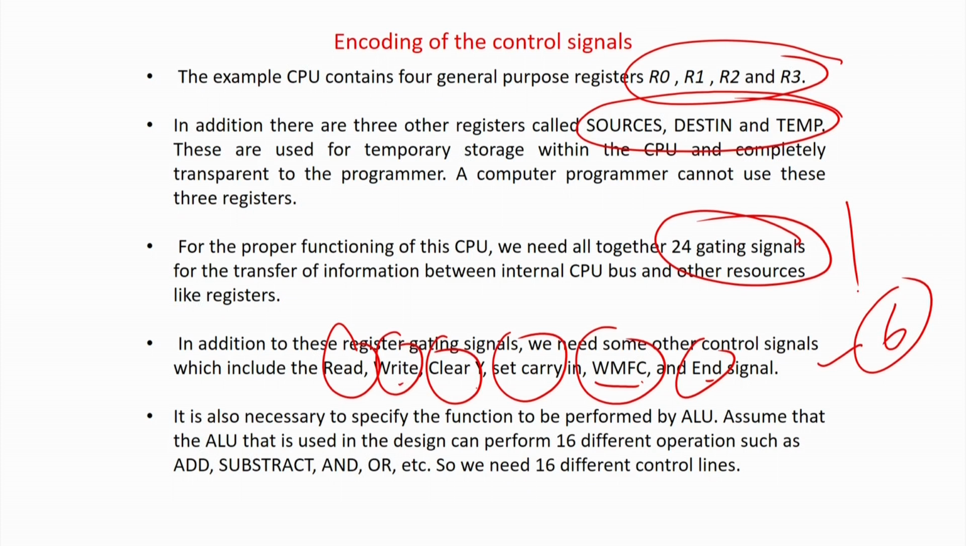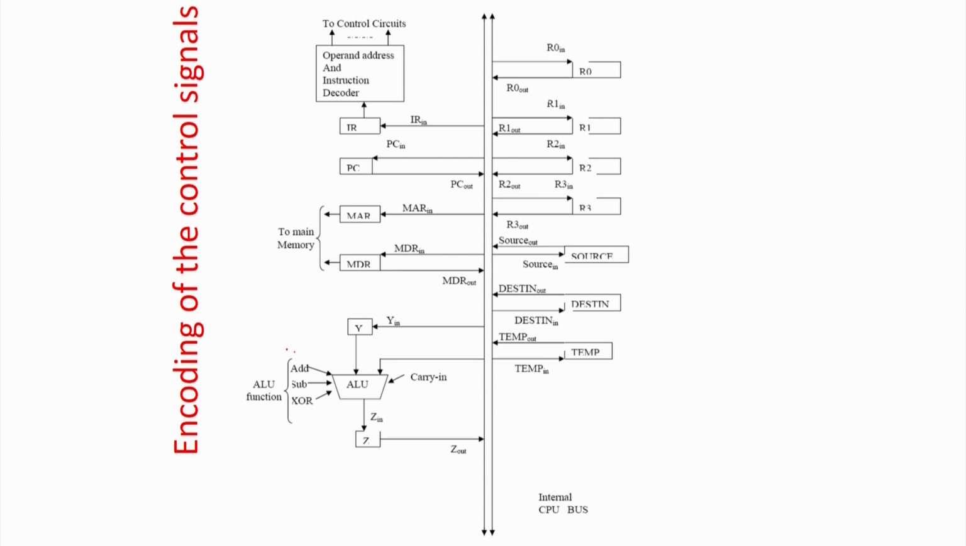24 signals were there for the input output of the registers, which you have counted in the bus architecture. And let us assume that there are 16 different operations which the ALU can do, like add, subtract, and, or, compare, so many other signals are there. Let us assume that 16 different functionalities are possible. So, there will be 16 different lines, just like, going back, there will be 16 lines over here.